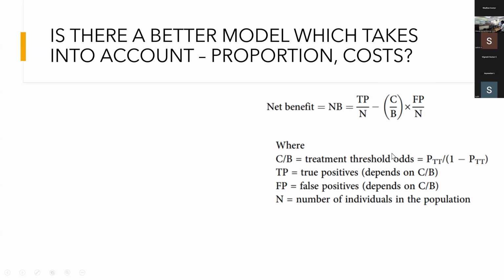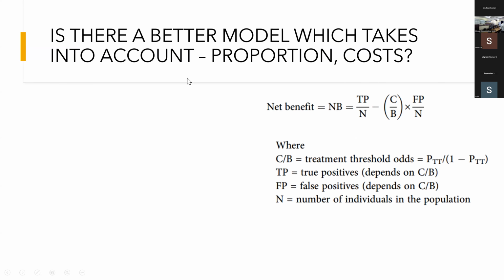Here we calculate the true positives of the test, and we divide it by the total number of samples available in the test, and we subtract from it the false positives of the test divided by the total number of samples in the test. The false positives of the test that we have found out, we correct for a factor called the C by B.